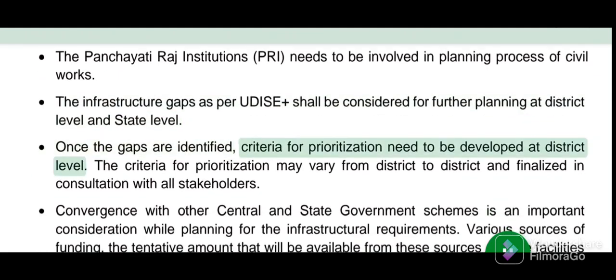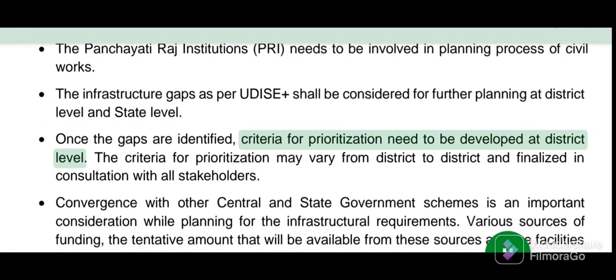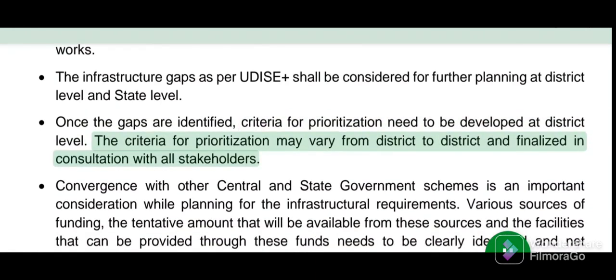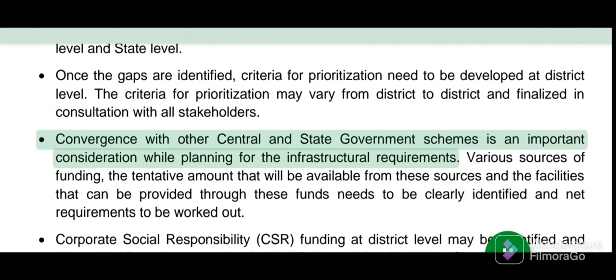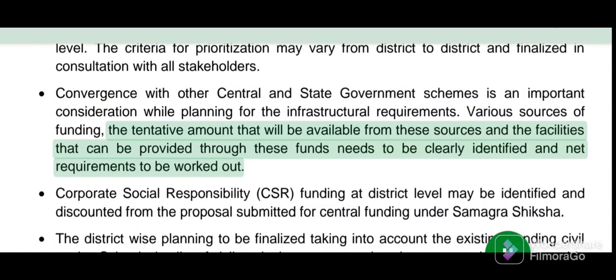Once the gaps are identified, criteria for prioritization need to be developed at district level. The criteria for prioritization may vary from district to district and finalized in consultation with all stakeholders. Convergence with other central and state government schemes is an important consideration while planning for the infrastructural requirements. Various sources of funding, the tentative amount that will be available from these sources and the facilities that can be provided through these funds need to be clearly identified and net requirements to be worked out.